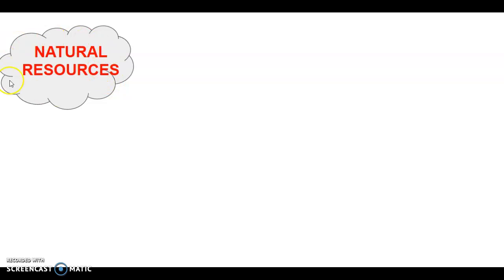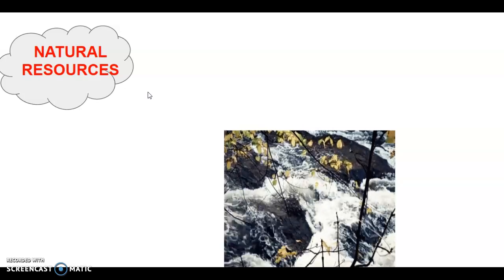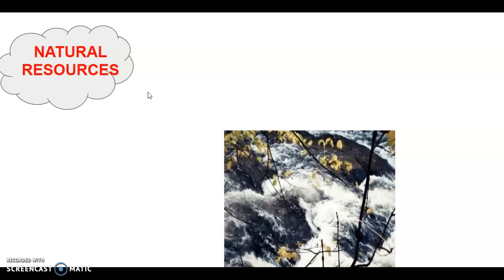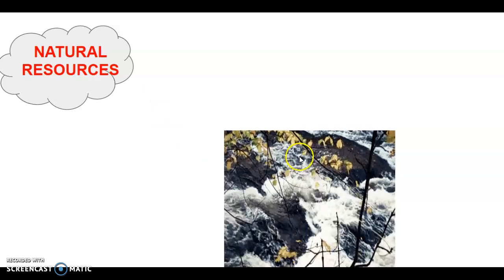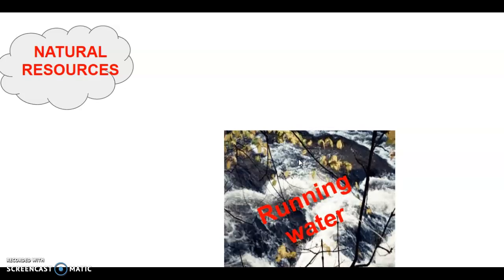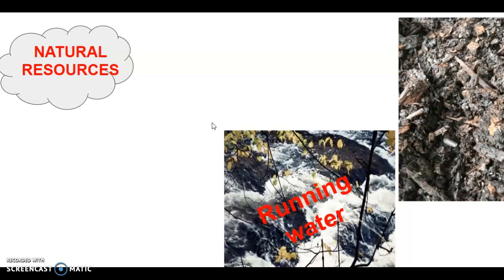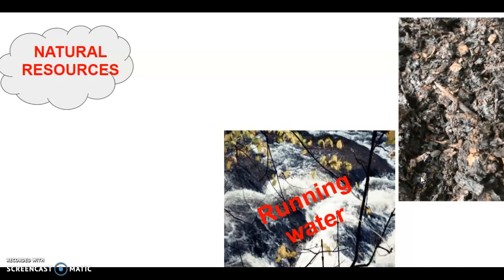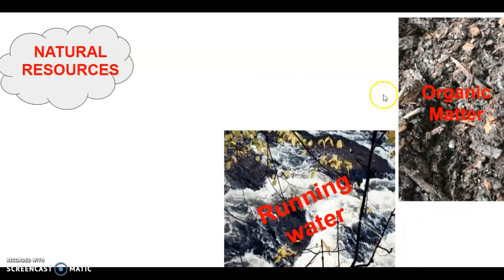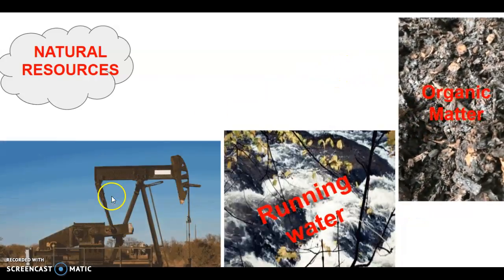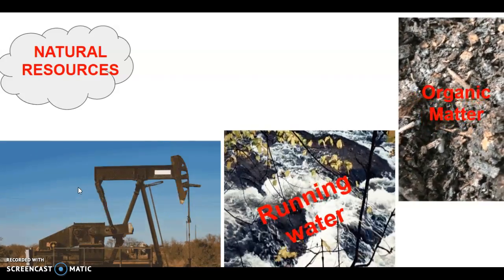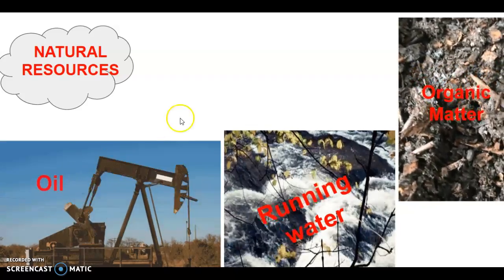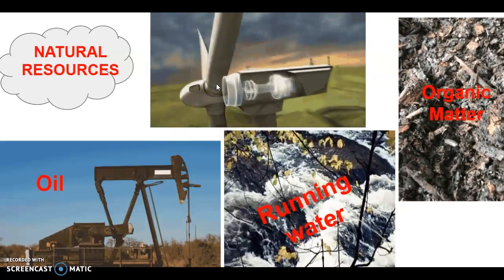So keep in mind, we have a lot of natural resources, but some of these resources cannot be replaced. One of the natural resources that we have is moving water, also known as hydropower. We also have, what is this? Organic matter. Here's our oil. Oil is a natural resource. And we have our wind power.